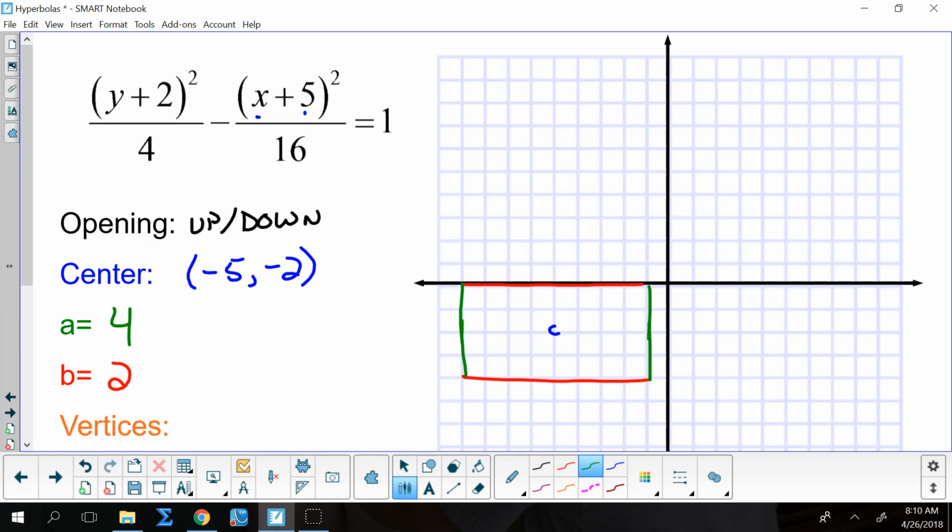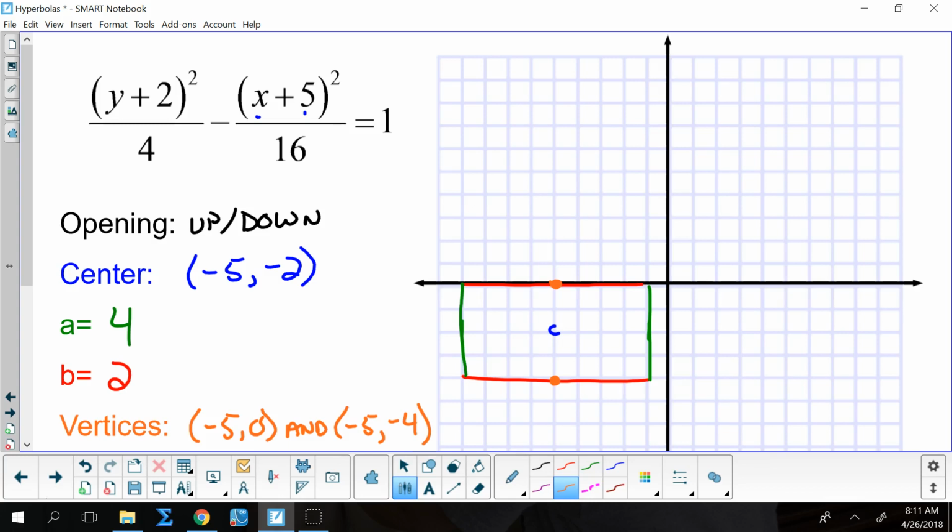Okay. Since it opens up and down, my vertices are going to be right there and right there. So that is the points negative 5, comma, 0 and negative 5, comma, negative 4 should be, right? Because 2 down. That's right, it happens. I'm not good with numbers on most days.